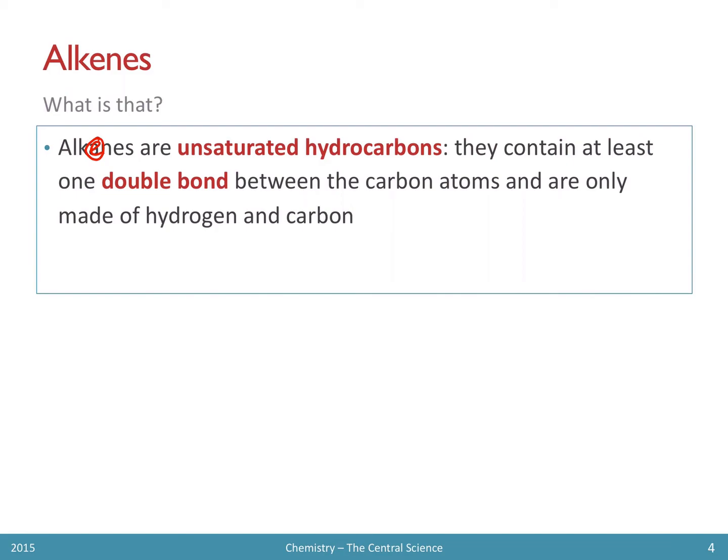So the front part, unsaturated, refers to the double bond, and hydrocarbon is the second part of the definition. So why do we say that it's unsaturated? When we say saturated, it means saturated with hydrogen atoms, so as many as possible. But when there's a double bond, there will be less hydrogen bonded to the compound when there's a C=C double bond.